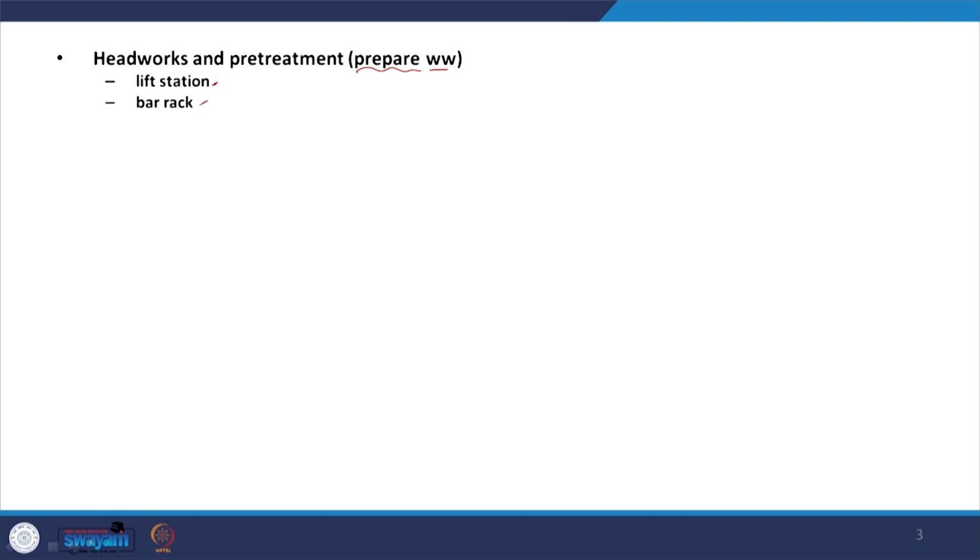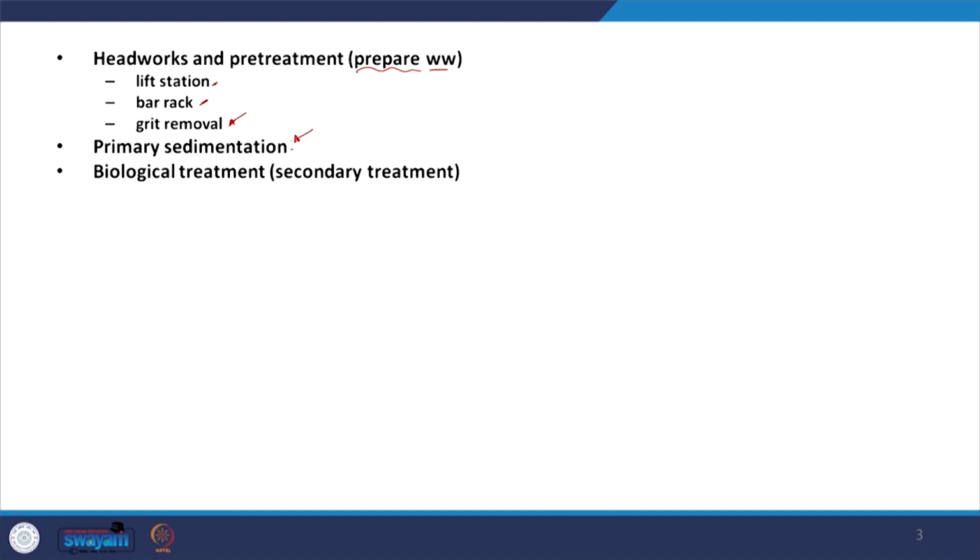Bar racks to remove the rags, sometimes toothpaste tubes and so on and so forth. So, coarser removal, and then grit removal is also going to take place. We are going to look at that today. And then you will have primary sedimentation or primary removal, primary treatment. Here suspended particles are going to be removed.